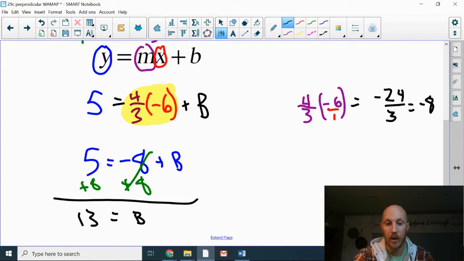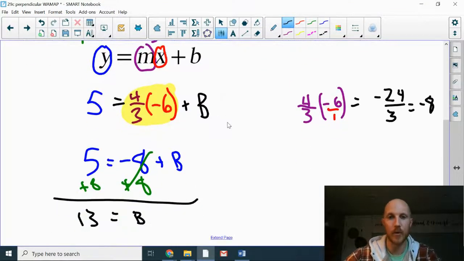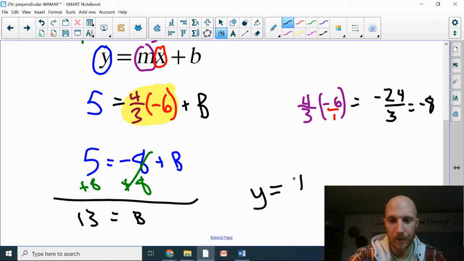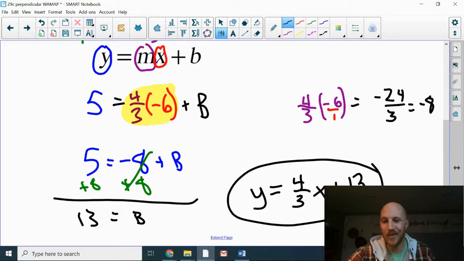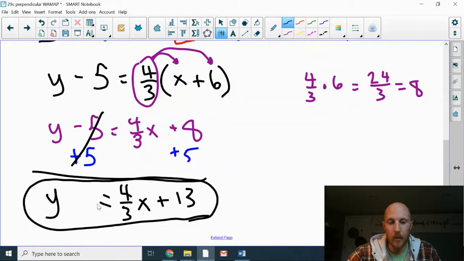That's 13. Now I can write my whole equation because I know the y-intercept is 13, and I know the slope. That was the first piece of information I had. The slope will be 4/3. So final answer, y equals 4/3 x plus 13. All right, that's the exact same equation we got when we did option number 1, y equals 4/3 x plus 13. The options give you the exact same answer. It's just two different ways to get to the same place.